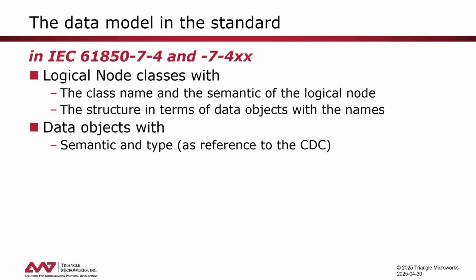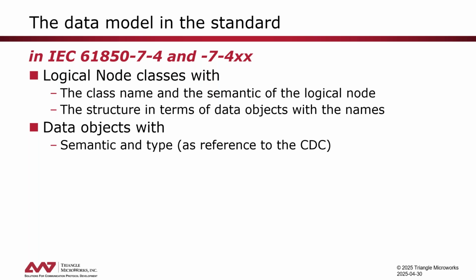Basically, it's part 7.4, and we also have some other parts like 7.410 that are more related to distributed energy resources and hydropower. 410 is hydropower, distributed energy resources 420. In those parts, we define all the logical node classes. We define the semantic of the logical node, the class name, the structure, what data objects are included, and what is the semantic of the data objects.